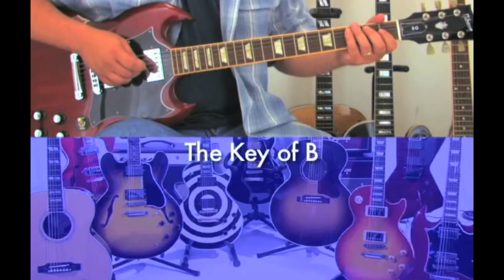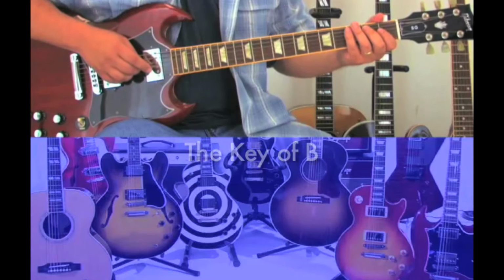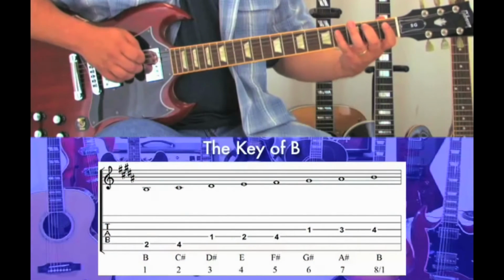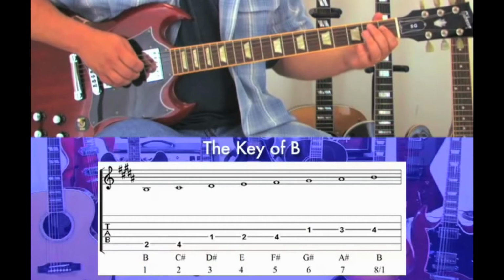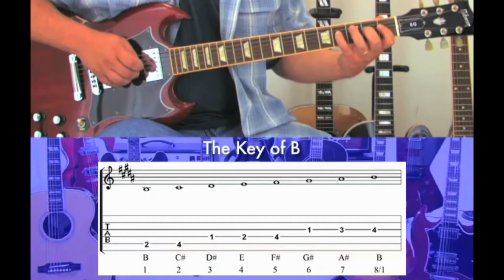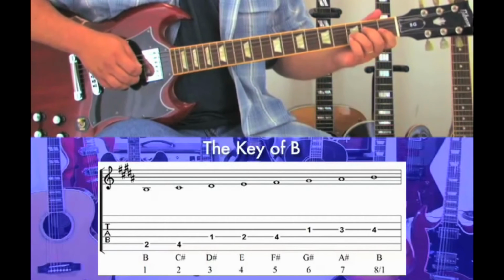The key of B uses 5 sharp notes out of 7. The notes are B, C sharp, D sharp, E, F sharp, G sharp, A sharp, B.